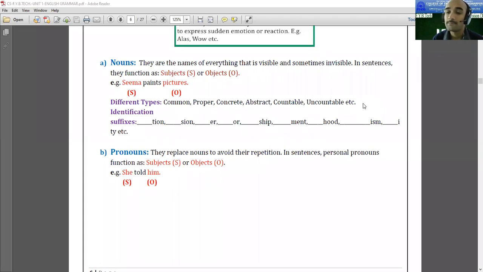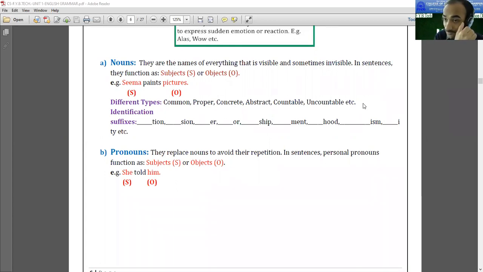Happiness, water, milk, oil, and feelings also. Feelings are also uncountable nouns. For example, happiness, sadness, joy, anger. These are also uncountable nouns.